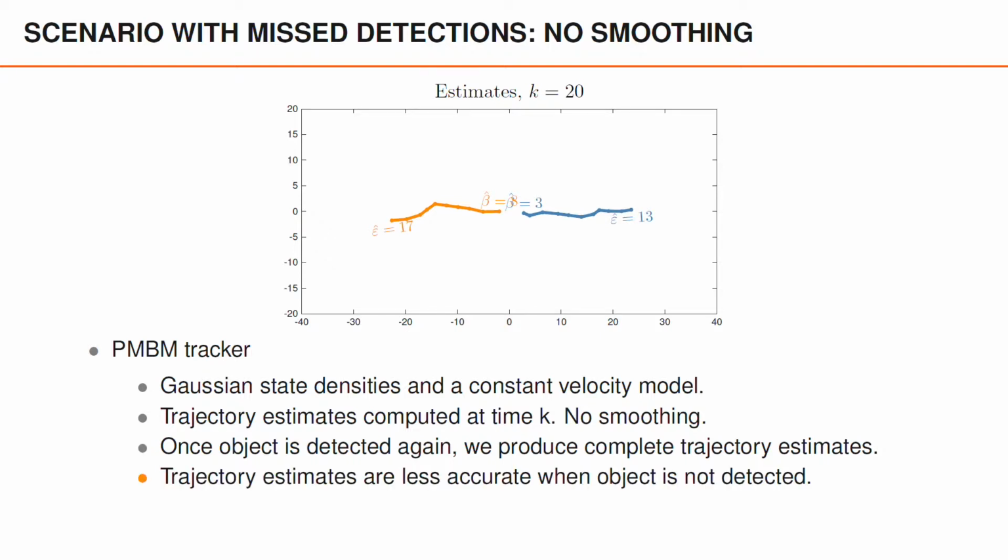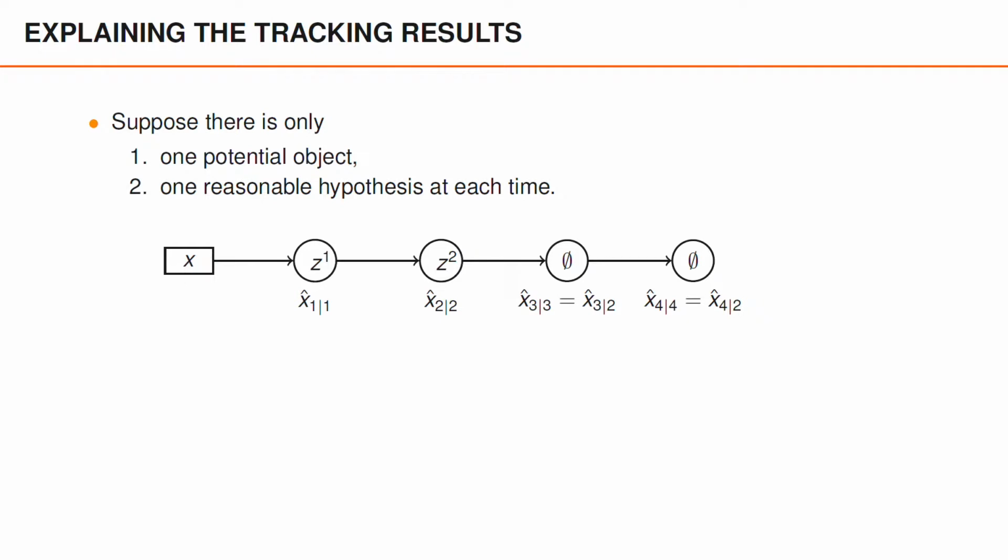You may recall that the true trajectories move along almost straight lines, and our trajectory estimate of the left object is less accurate at the times when the object is not detected. You can, for instance, see that the estimated trajectory turns quite sharply at one of those time steps. Let us look at a separate example to try to make sense of what we've observed.